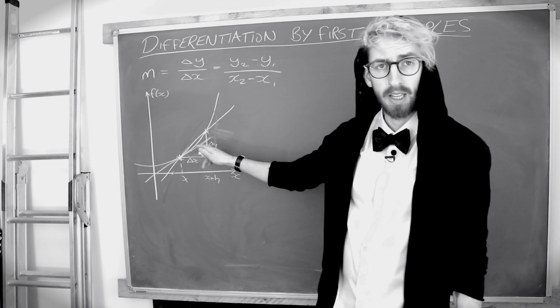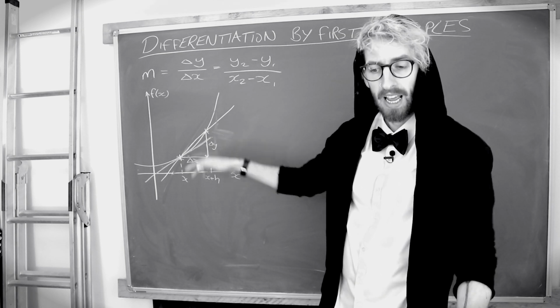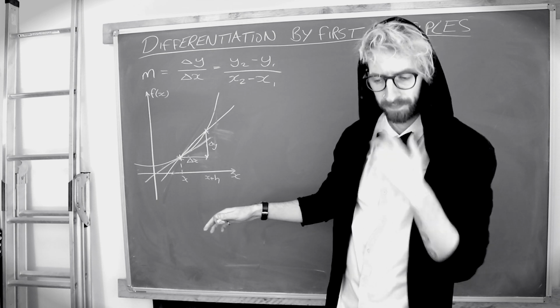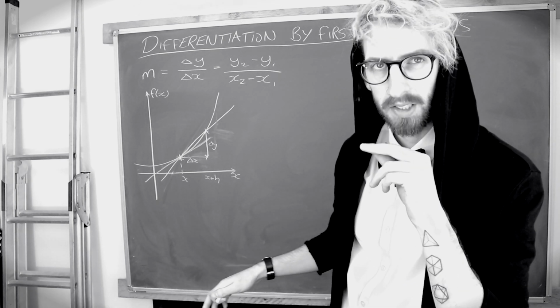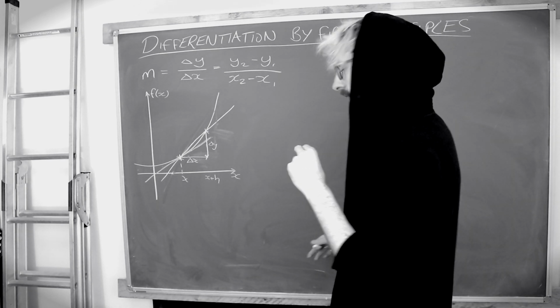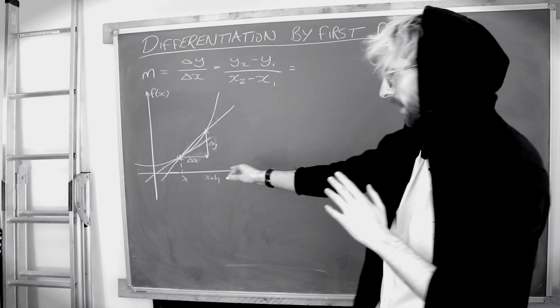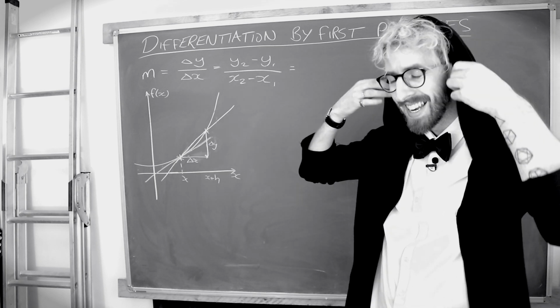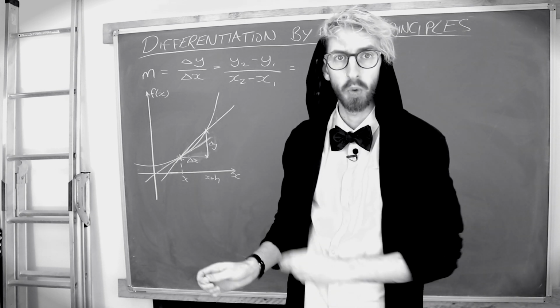It will only be the gradient of our tangent line if we make that h really small. Now I'll come back to that in a second. Okay, I tidied up the graph a little bit. It was getting a little bit too messy. Now it looks good enough to use.